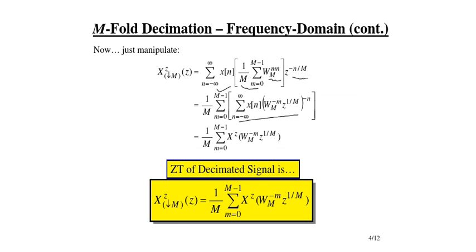So we can write that the downsampled version's z transform is essentially the z transform where initially the argument was only z, and now it is scaled by this factor, right? So this is one output we get.